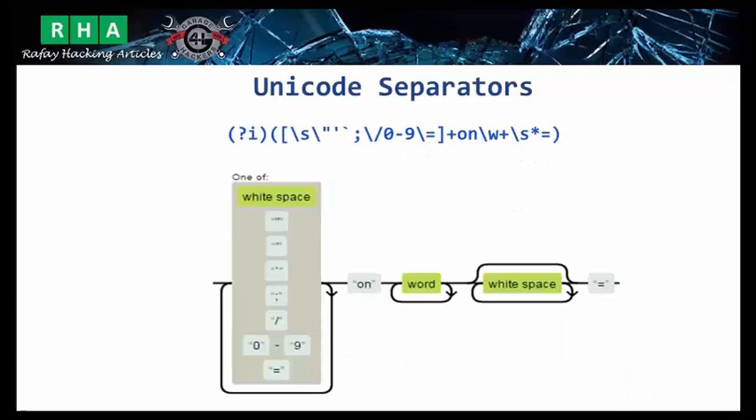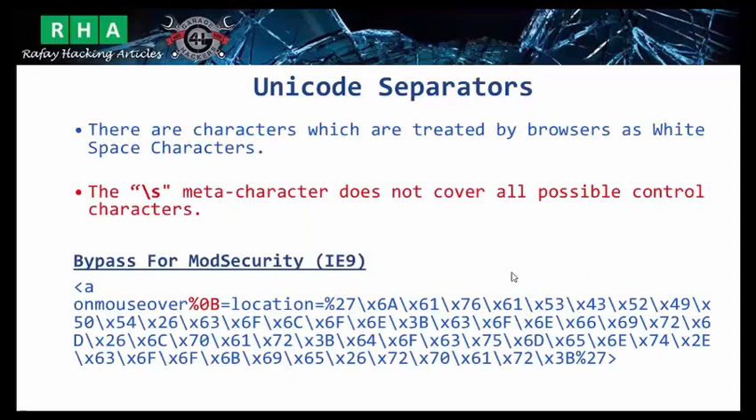Then we have Unicode separators, and this was one of the regular expressions that ModSecurity was using. So what this regular expression does is it is simply checking anything followed by the on keyword. As per the specs, all event handlers must begin with on. So what this regex is doing is filtering anything that comes after on followed by a white space and an equal to sign. For white space they are using the \s meta character that matches all the white space, right? So people cannot use new lines and other characters to bypass it. However, the problem with the \s meta character is that it does not cover all possible control characters. So this one was a bypass for ModSecurity.